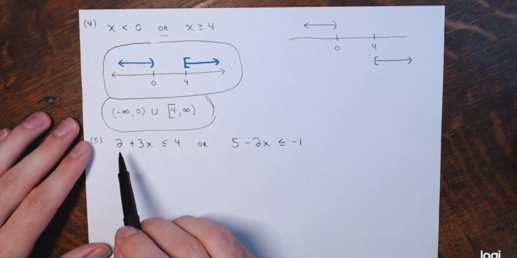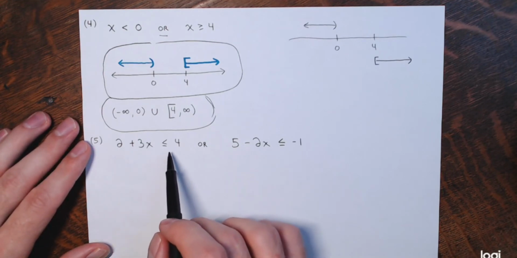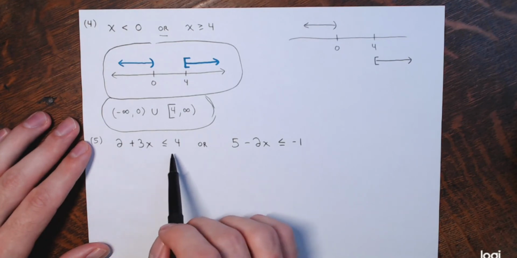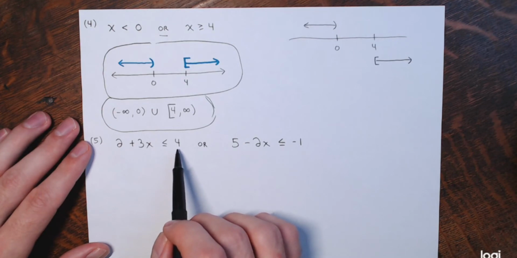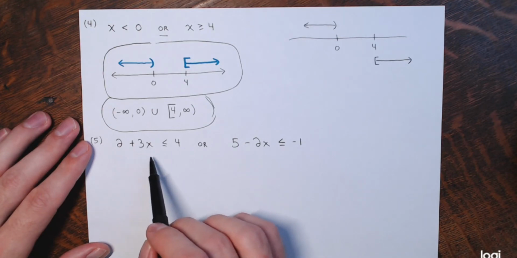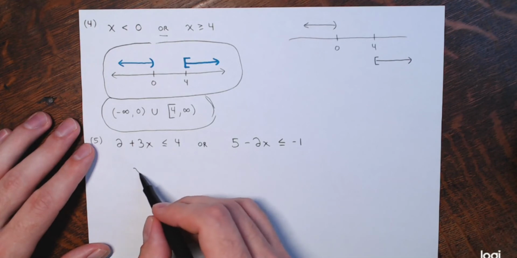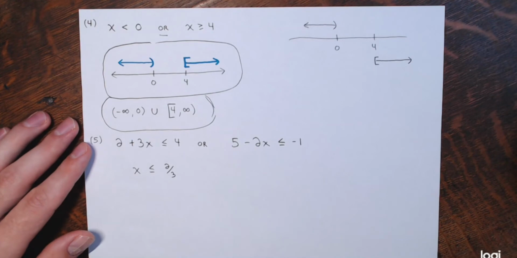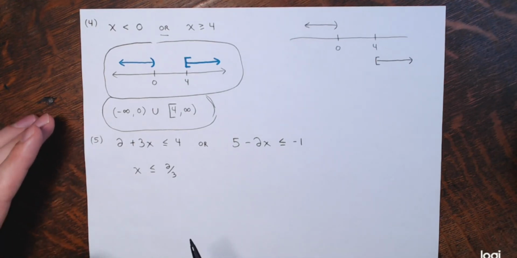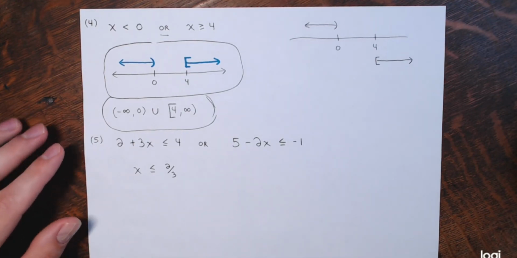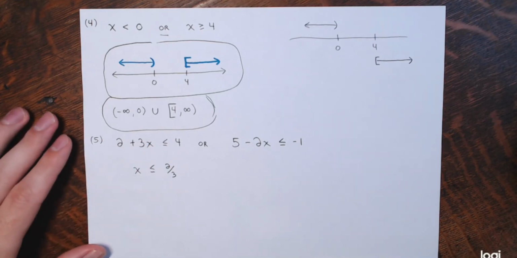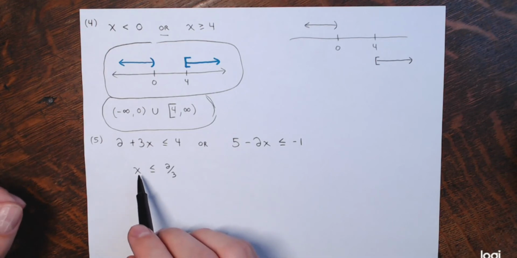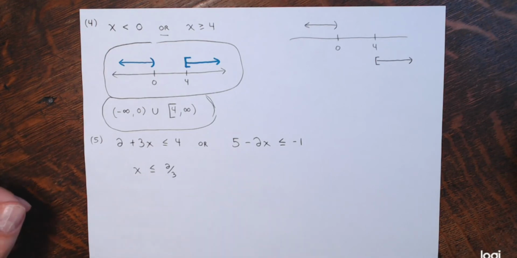So the first inequality here, 2 plus 3x is less than or equal to 4. First I would subtract 2, right, giving me 2 on the right side, and then divide by positive 3, giving me 2/3 on the right side. Alright, and at no point did I multiply or divide by a negative number, so the inequality symbol does not flip. So the numbers that satisfy this first inequality are the numbers less than 2/3 or 2/3 itself.